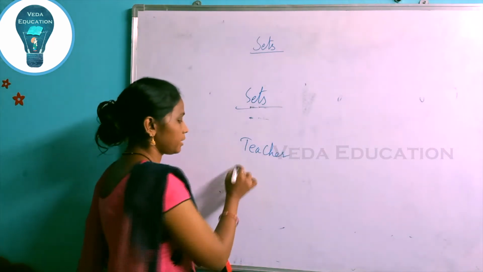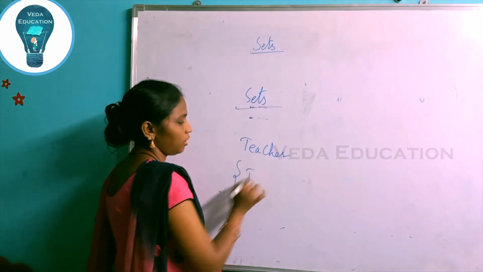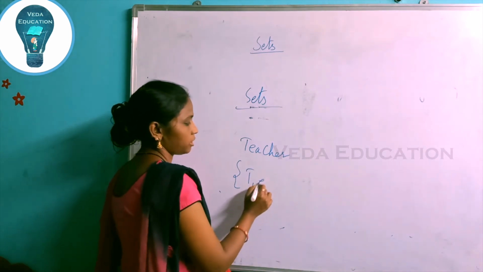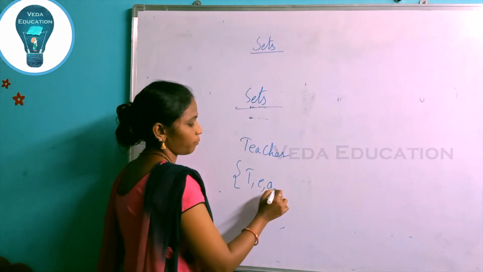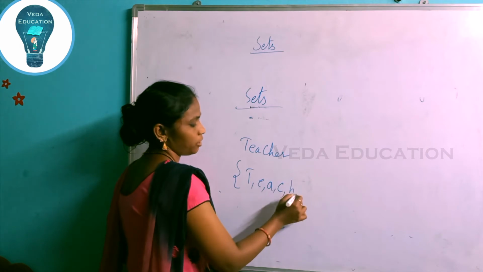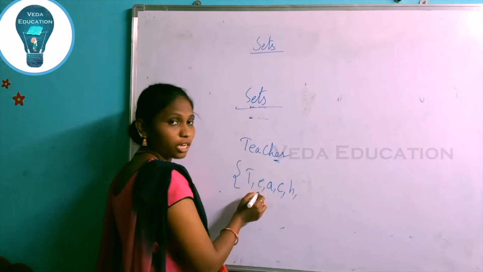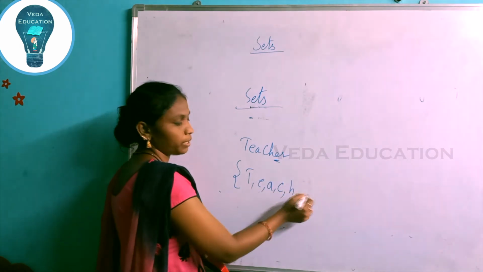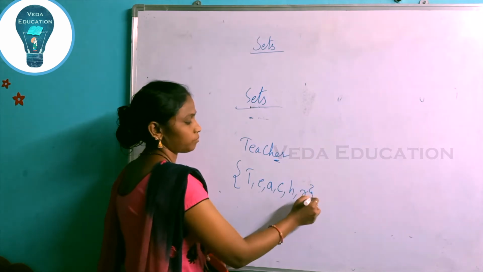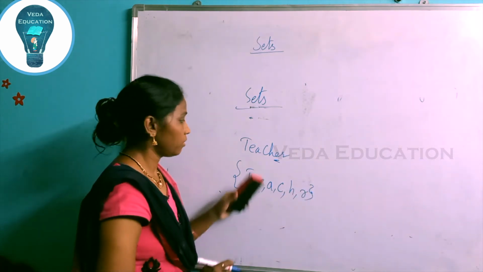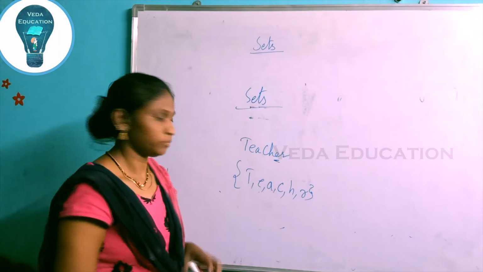Now we are writing it in a set. First letter is T, next E, A, C, H, and E. E we have already written here, so don't repeat it next time. Then R. When you are writing in a set, no element should be repeated.